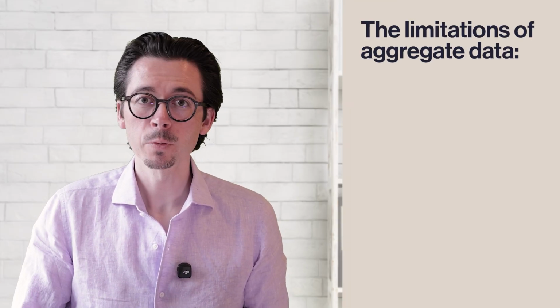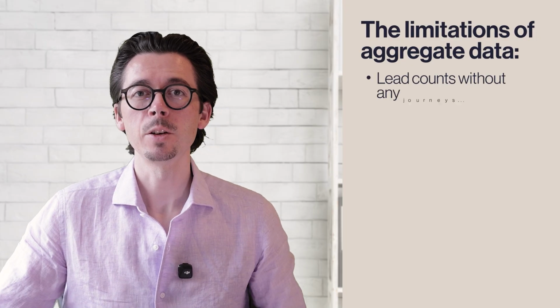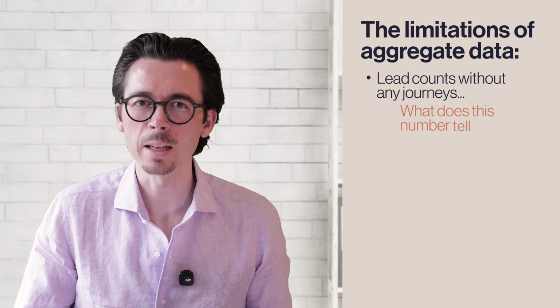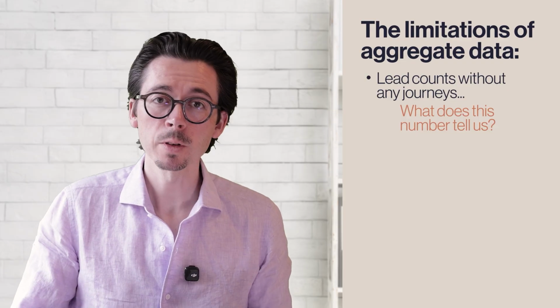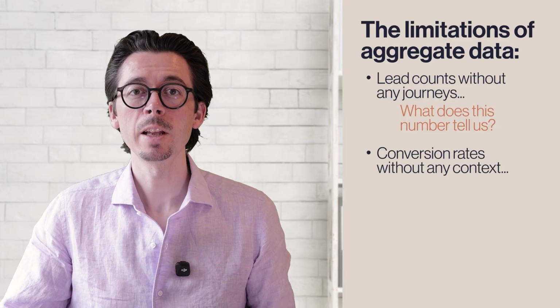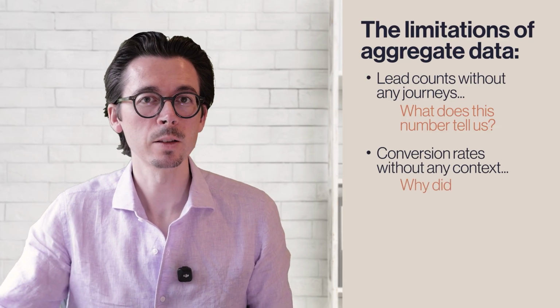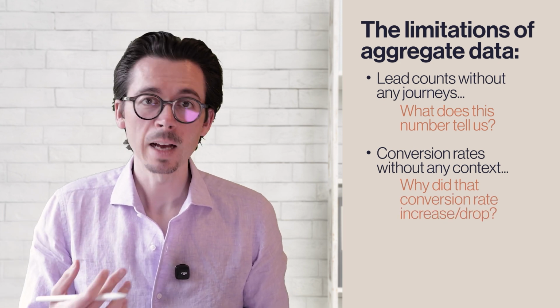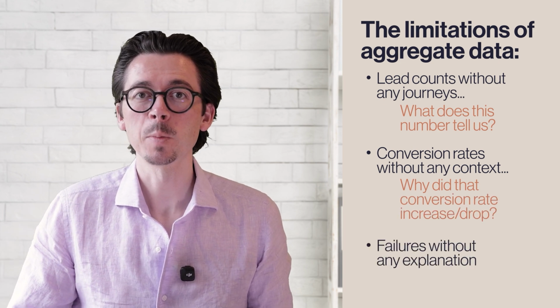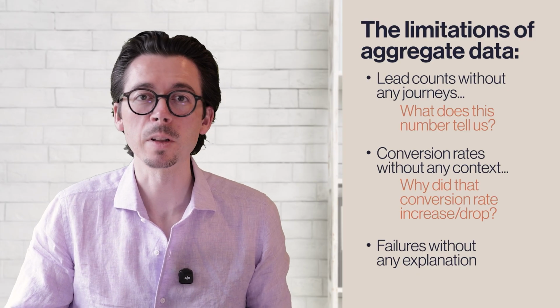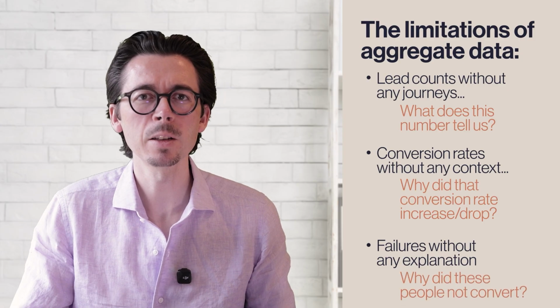So first of all, let's talk about the limitation of aggregate data, aggregate numbers, and why they only tell you half the story. First of all, we have lead counts without any journeys. What does that number tell us? I don't know. We also have conversion rates without any context. Why did that conversion rate increase or drop? And then we have failures without any explanations. A bunch of people that didn't convert, but what's the story behind those numbers?